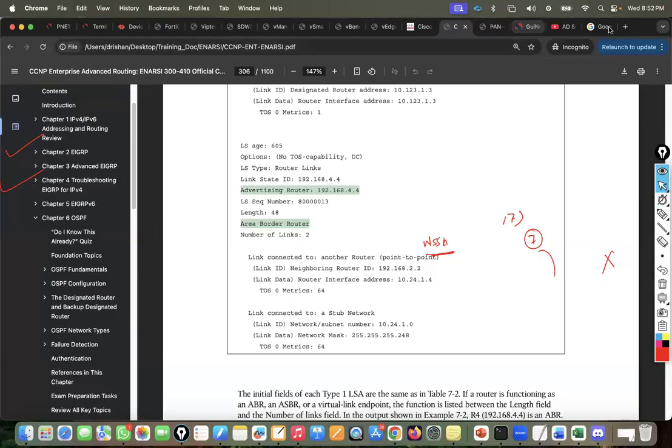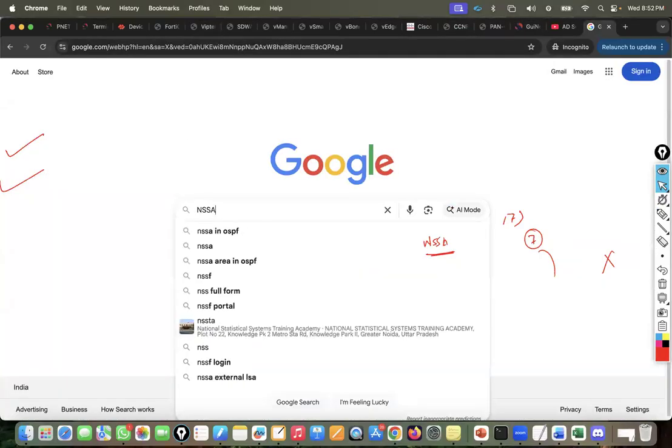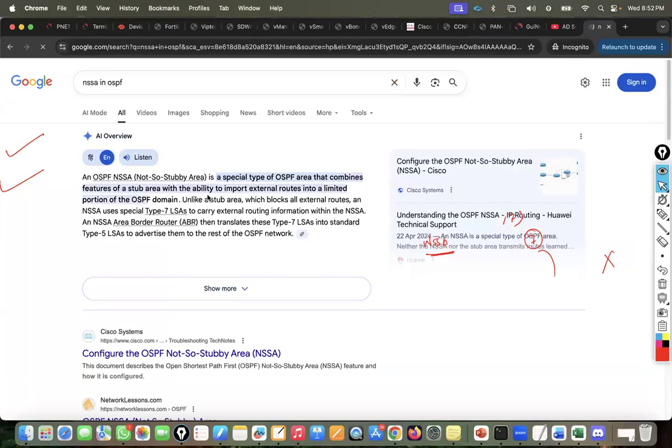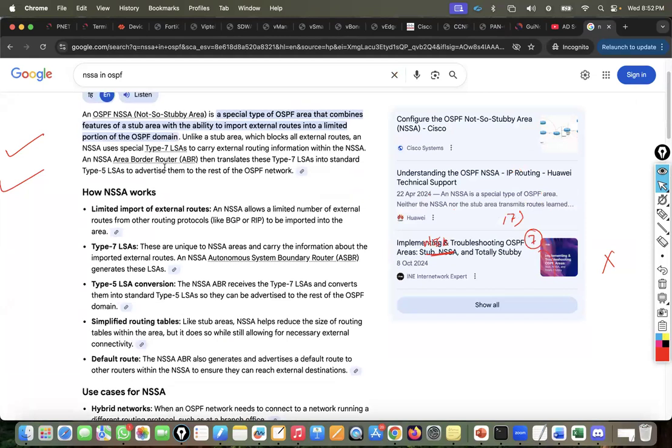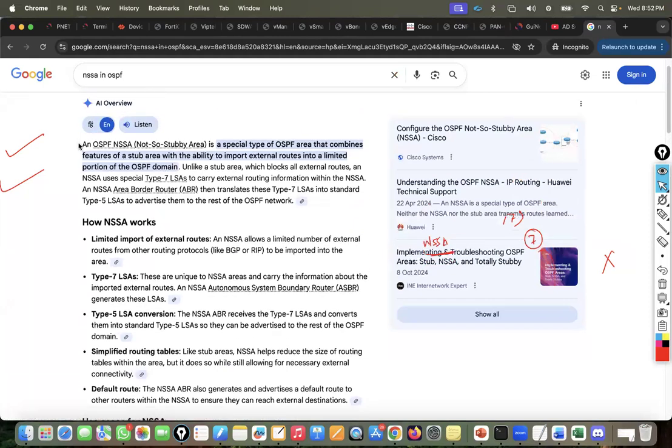So if we make it not so stubby area, now the external routes are allowed, with the special LSA, that is LSA 7. So the ASBR will not use LSA 5, it will use LSA type 7. An OSPF NSSA is a special area type that combines features of the stub area with the ability to import external routes into a limited portion of the OSPF domain. Unlike a stub area, which blocks all external routes, an NSSA uses the special LSA 7 to carry the external routing information within the NSSA.